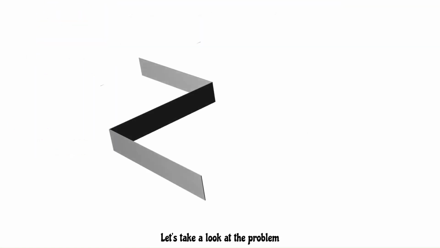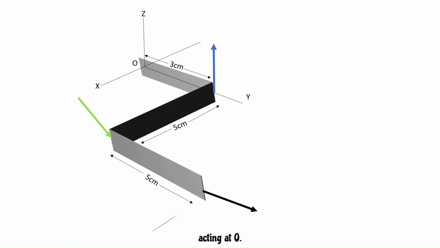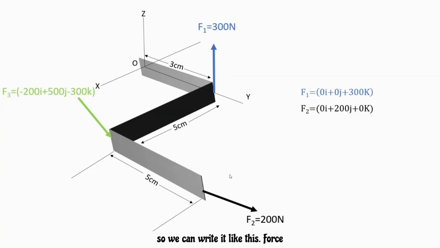Let's take a look at a problem involving vector analysis, same as before. We need to find an equivalent resultant force and a couple moment acting at point O. We will start with the forces first. Force F1 only has a z component, so we can write it like this in Cartesian form. Force F2 has a y component, so we can write it like this. Force F3 is already given to us in Cartesian form.